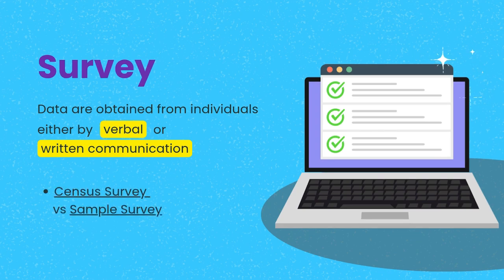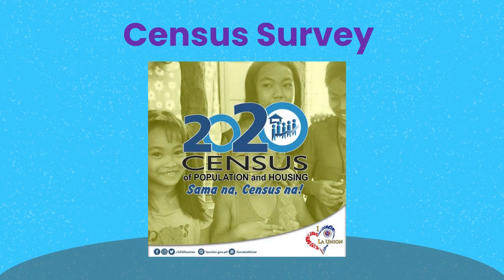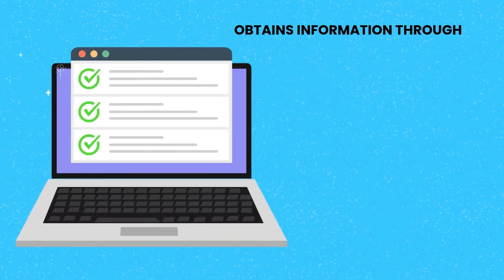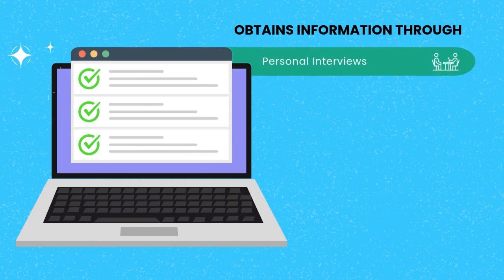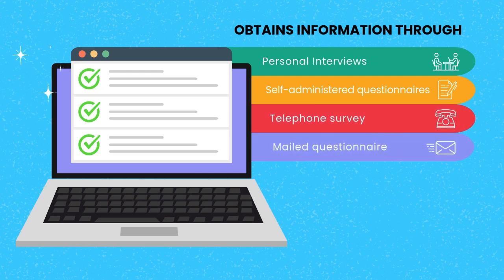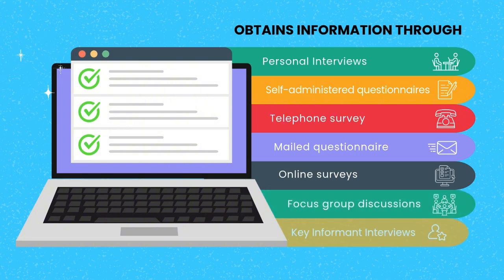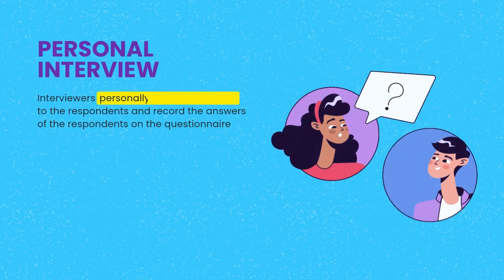or a sample survey. When you say census, this is a complete enumeration like the 2020 Census of Housing and Population. Whereas, when we talk about a sample survey, examples of this would include the labor force survey, as well as the family income and expenditure survey. Now, surveys obtain information through the following: personal interviews, self-administered questionnaires, telephone surveys, mailed questionnaires, online surveys, focus group discussions, and key informant interviews. Now, let's discuss each type, starting with personal interviews.